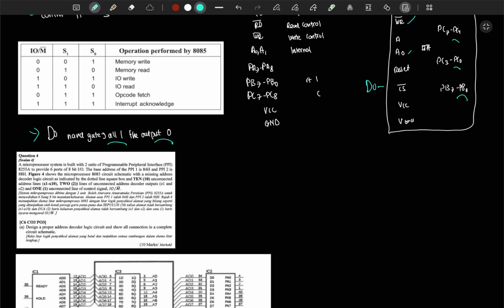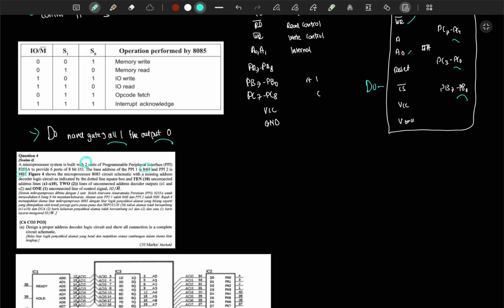A microprocessor system, 2 PPI, okay, and 6, we don't need the 6 port, 2 PPI. Now PPI 1 is 84H, PPI 2 is 88H. So we need to draw. Okay, you need to draw.